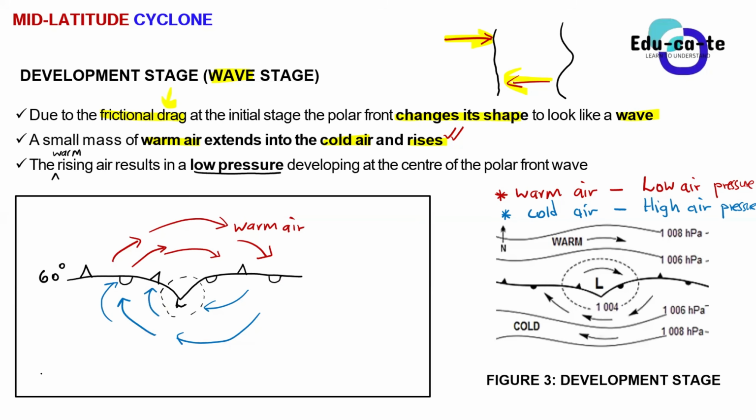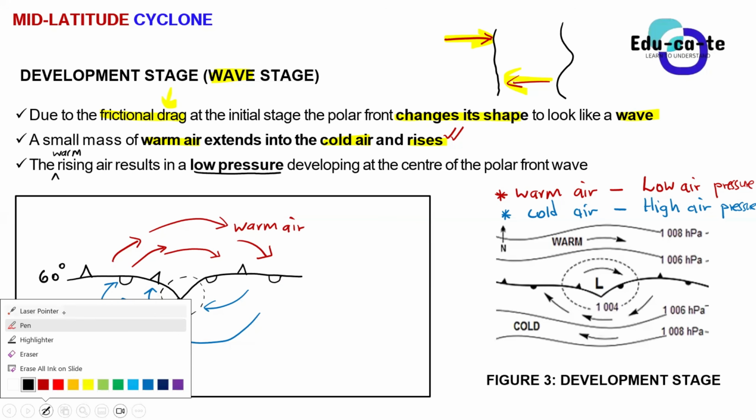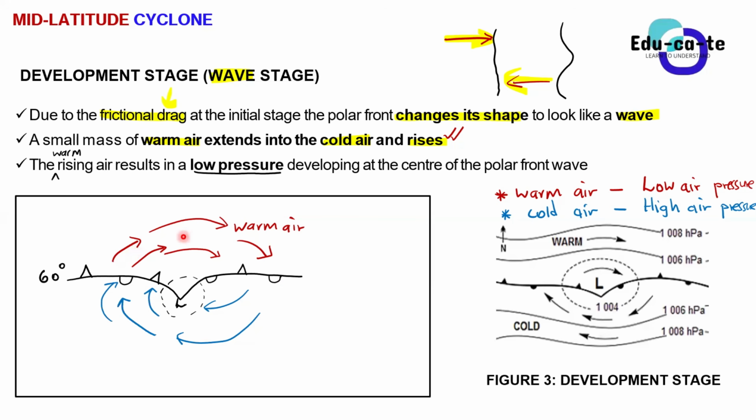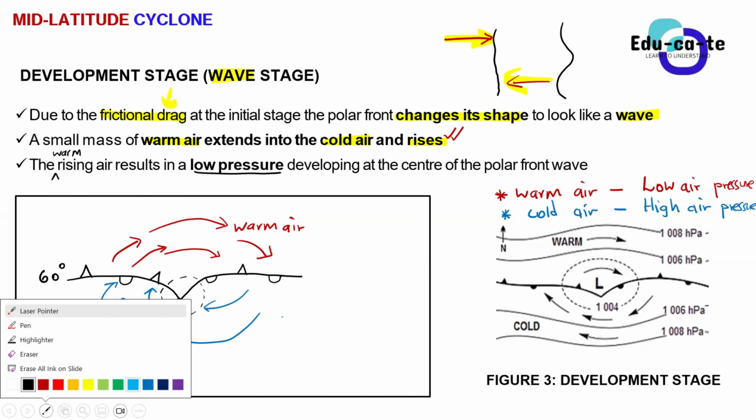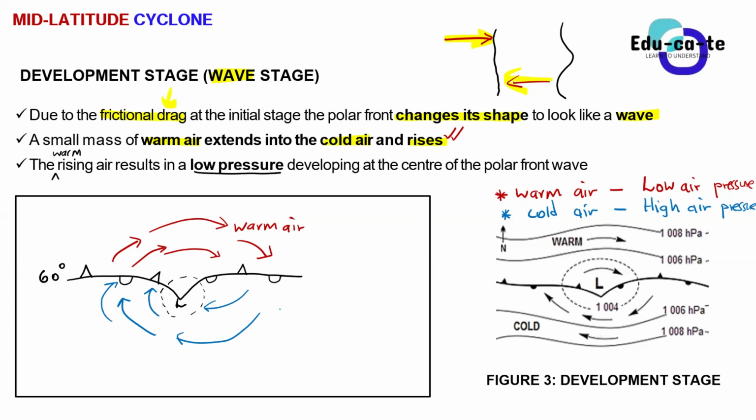So this is the development stage. It's known as the wave stage. That's where the polar front changes its shape to look like a wave, because these air masses are pushing each other, guys. You can see that this red air mass is pushing into this side, and this blue air mass, which is the cold one, is pushing into the other side. So that frictional drag continues and continues, causing this polar front to be like a wave. So this is known as the wave stage.